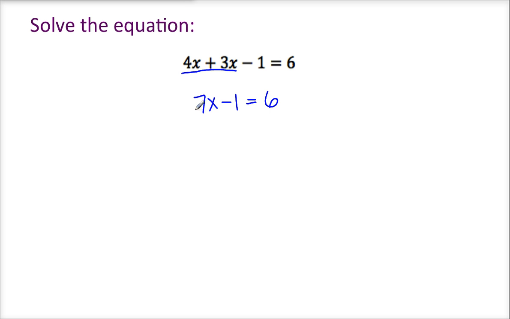So since it looks like I already have my x over here, I'm going to leave it over here, and that means I want this -1 to get moved to the other side. So in order to do that, if it's a -1, I need to make a 0 pair with a -1. And to make a 0 pair, I would add 1. And remember to think of it like a scale. Whatever I do on one side, I have to do it on both sides so my scale stays balanced. Okay, so I add 1 on both sides.